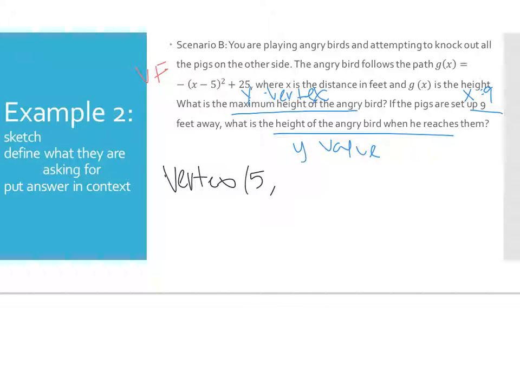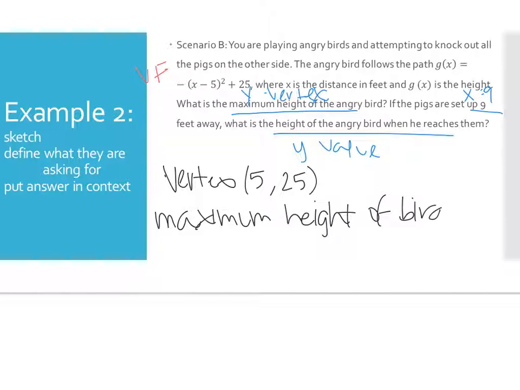Because it's in vertex form, I know that the vertex is (5, 25). So I can say the maximum height of the Angry Bird is 25 feet. And then it asks me if the pigs are set up 9 feet away, so if it travels a distance of 9 feet, how high is the Angry Bird off the ground? So this is just asking me to take 9 and evaluate that into the equation.